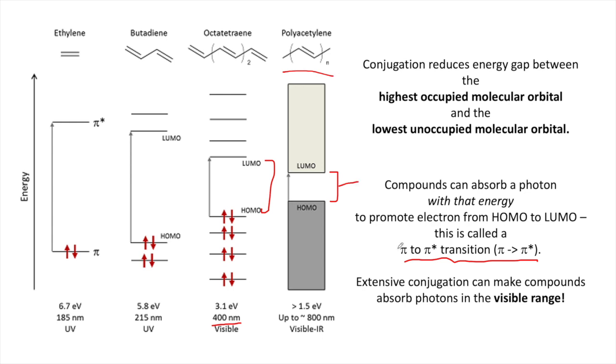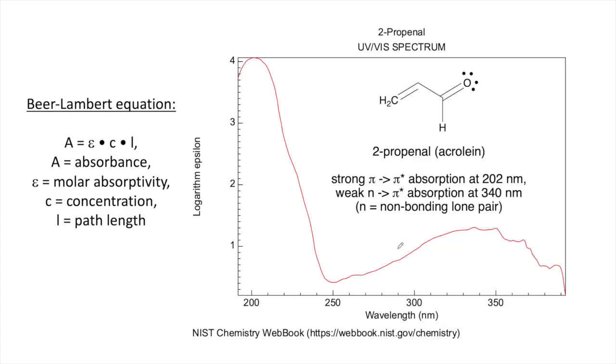This HOMO-LUMO gap is really important to semiconductor design, and so these compounds not only absorb light, but they might serve as useful semiconductors. What do these spectra look like?